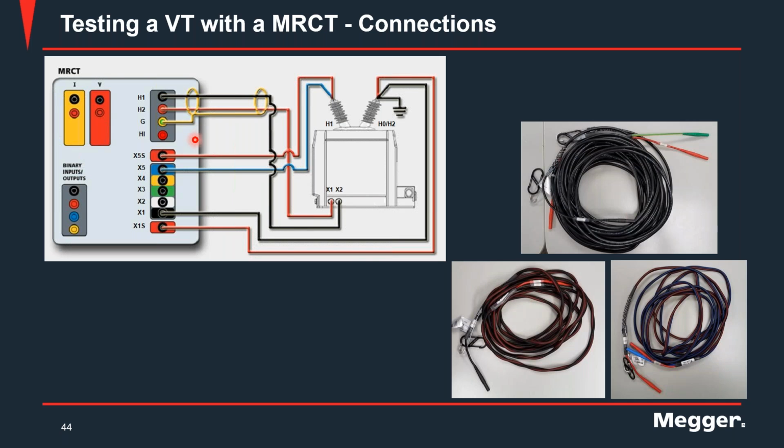The red blue goes on H1 from X5. The red black goes from X1 to H0, which is the grounded terminal. So make the connections. We have tried to make it as easy, as user-friendly as possible. These are all color-coded. There are labels provided. There's a connection diagram. So make sure that you make the connections in the right manner.